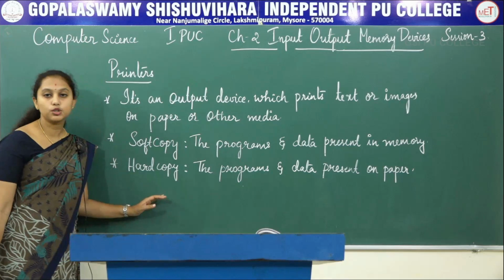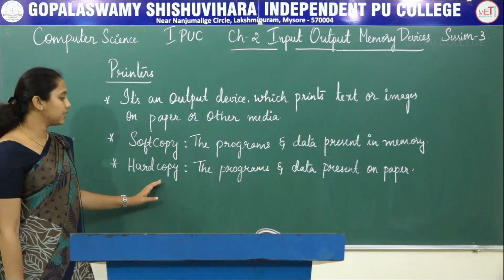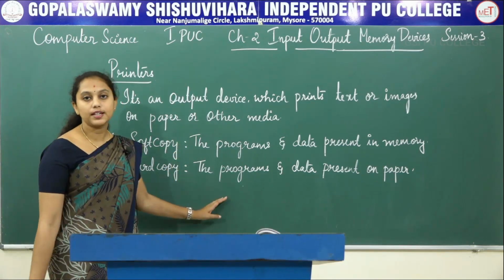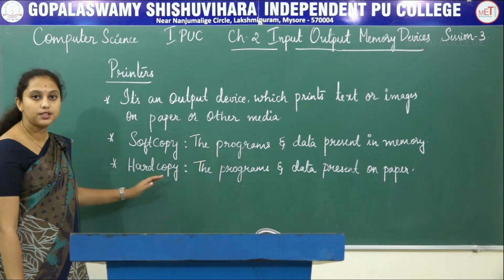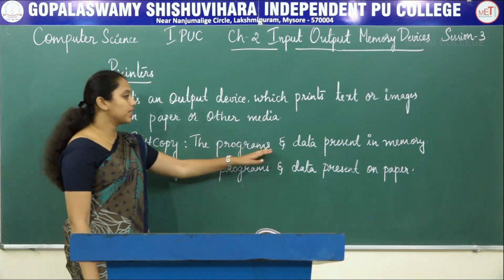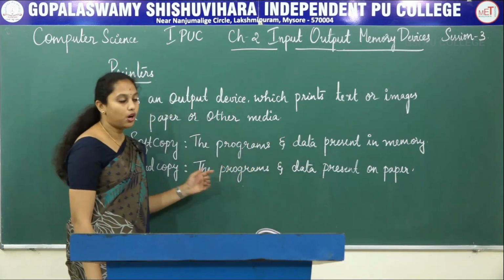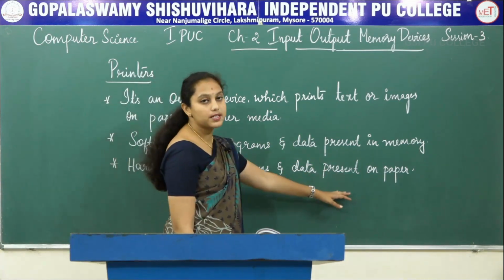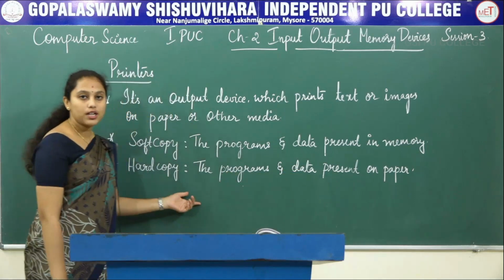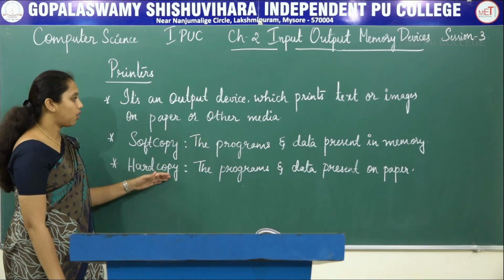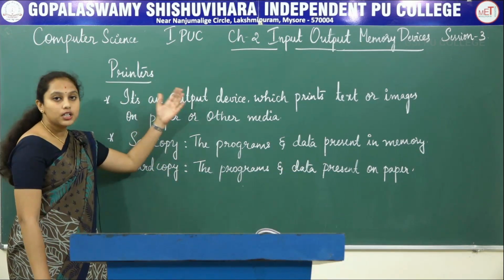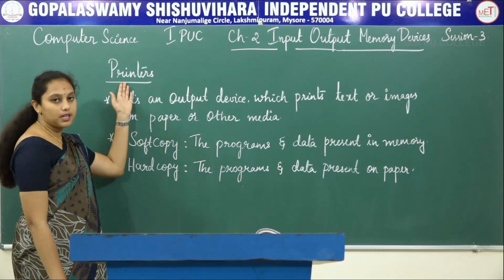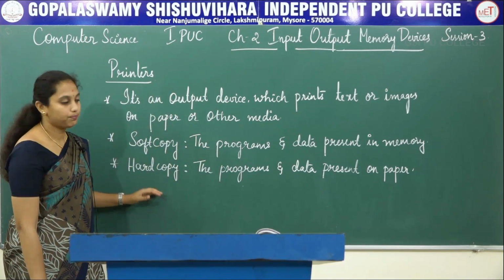So this is your 2 mark question. If asked to write the difference between soft copy and hard copy, you have to write that the programs and data present in memory is called soft copy, and the programs and data present on paper is called hard copy. So whatever output you create using printers is hard copy.